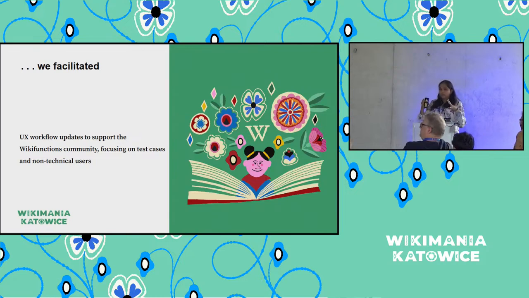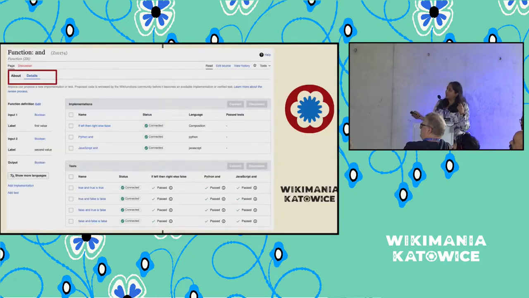Other than this overarching idea of improving the UX of the product, we also have particular UI improvements which make it just easier to use Wikifunctions. I didn't want to get into details of too many, but I just wanted to take one example.